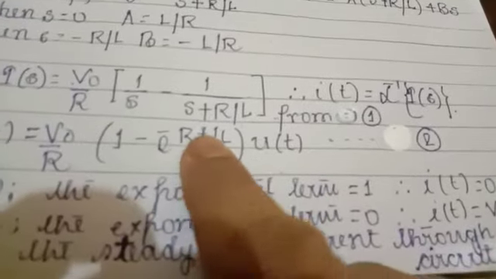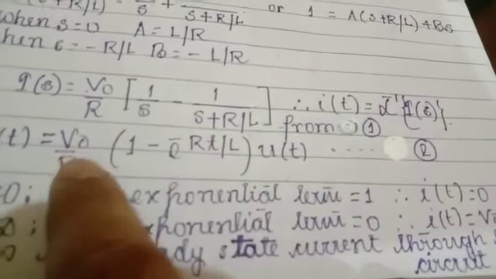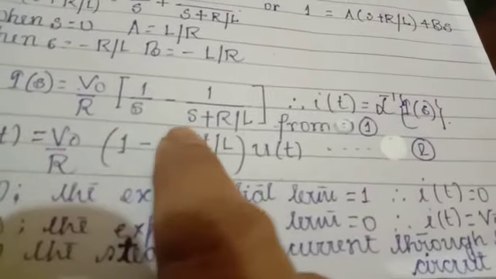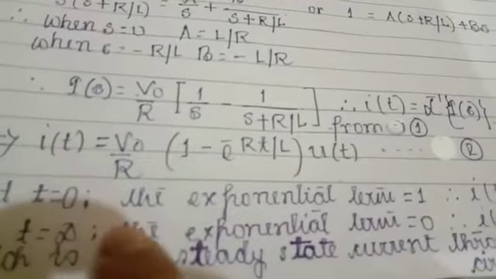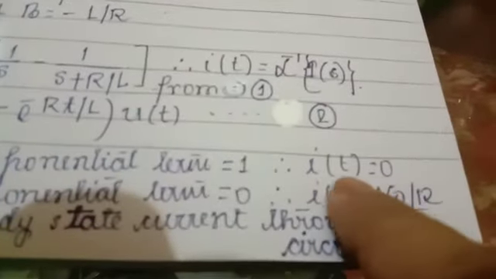Now at t equals 0, the exponential term is 1. If this is 1, then this is 0. So it is equal to 0. At time t equals 0, it is equal to 0.